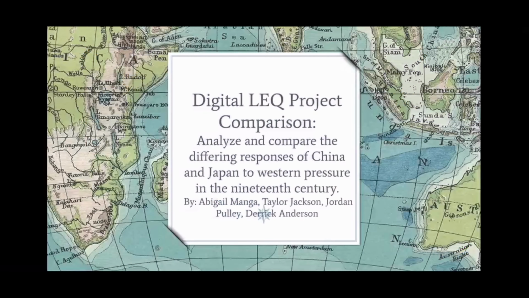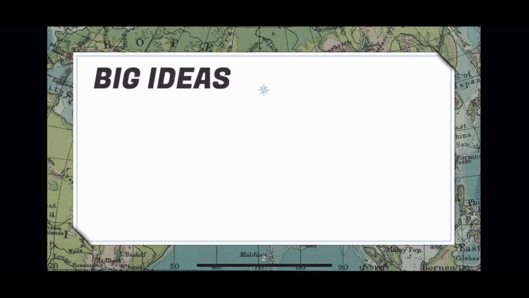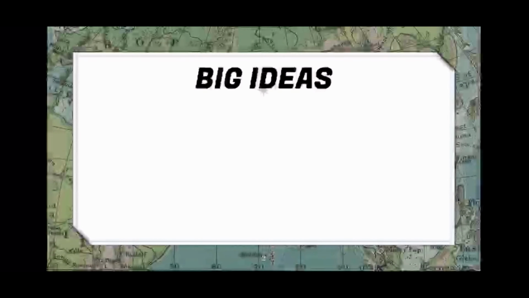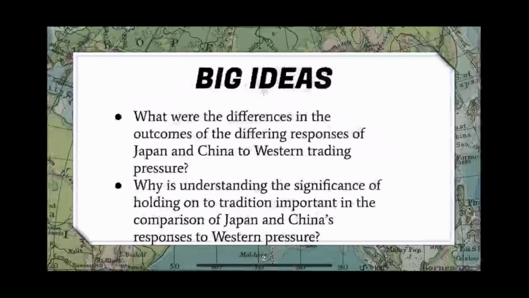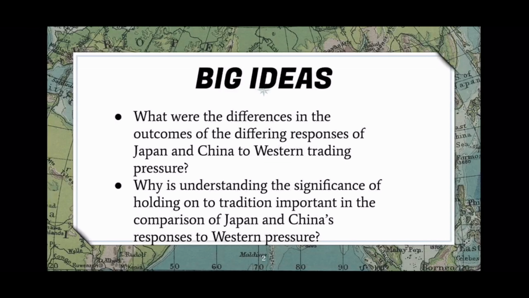Welcome to our digital LEQ project. The topic being discussed today is comparison. Analyze and compare the differing responses of China and Japan to Western pressure in the 19th century. Now onto our big idea questions that you should be able to answer by the end of this video. The first question is, what were the differences in the outcomes of the differing responses of Japan and China to Western trading pressure? And why is understanding the significance of holding on to tradition important in the comparison of Japan and China's responses to Western pressure?